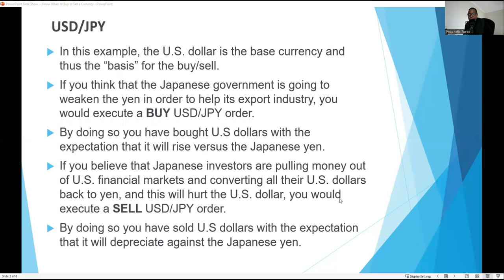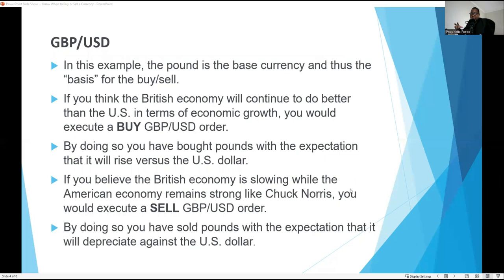By doing this, you have sold US dollars with the expectation that it will depreciate against the Japanese yen. Now let's learn another example, guys. GBP/USD, this is the last example, then we lay down the concept.